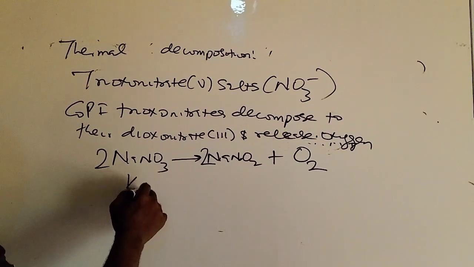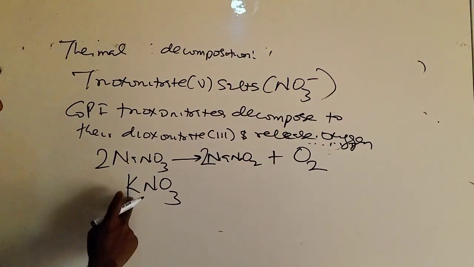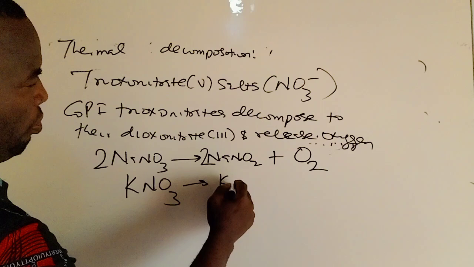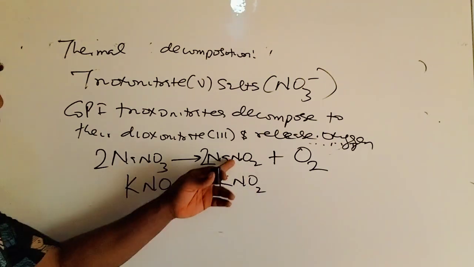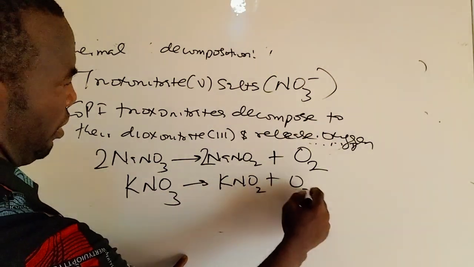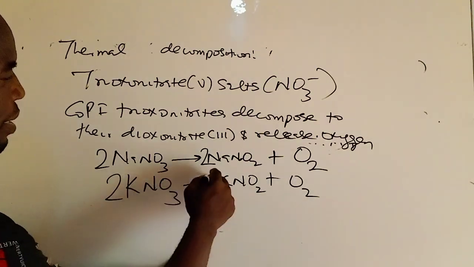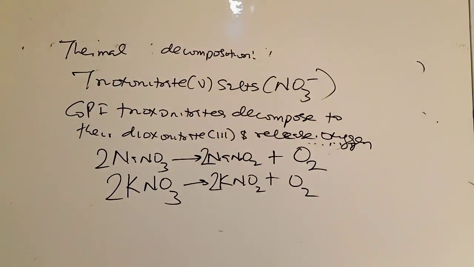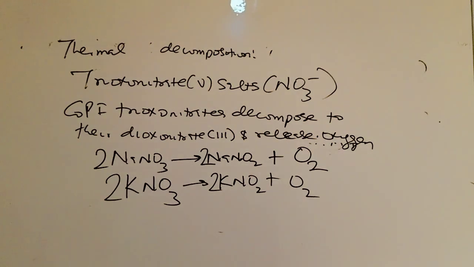Then if I heat potassium trioxonitrate(V), it's also a group 1 metal, I'll get potassium dioxonitrate(III), it's similar to this one, and then also oxygen gas. So this is how the group 1 nitrates behave. When you heat group 1 nitrates, they decompose into their dioxonitrate(III), and at the same time, they release oxygen gas.